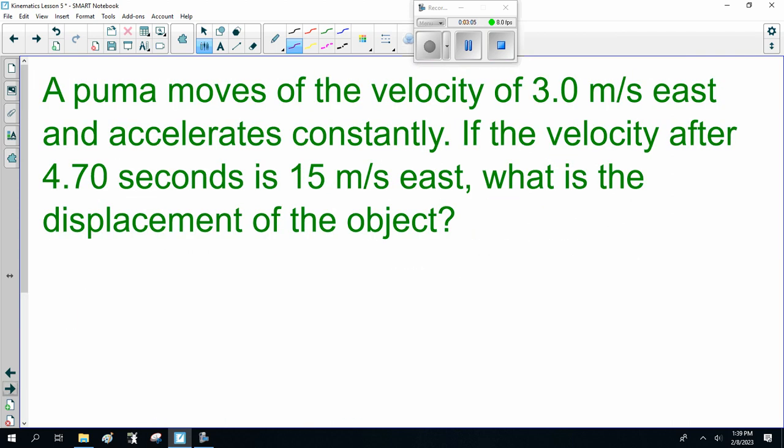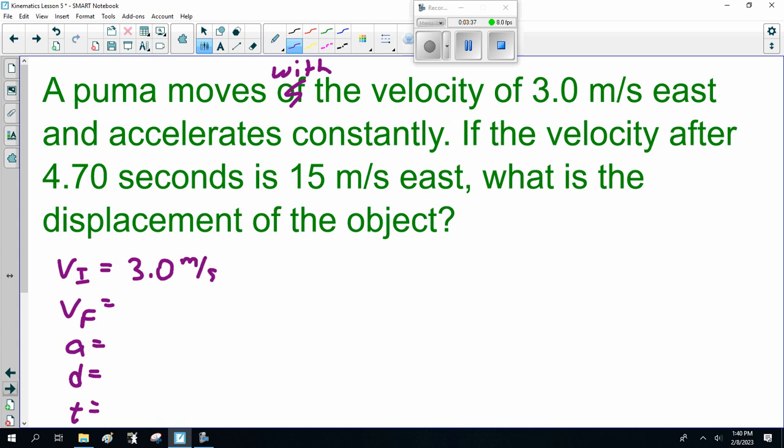A puma moves with a velocity of 3 meters a second east and accelerates constantly. If the velocity after 4.70 seconds is 15 meters a second east, what is the displacement of the puma? So, v initial, v final, acceleration, displacement, time. Make a list of everything you know. Now, v initial is 3.0 meters per second. Moving east, we'll call that positive direction. Accelerates constantly. We know time is 4.70 seconds. And we do know v final, 15.0 meters a second.